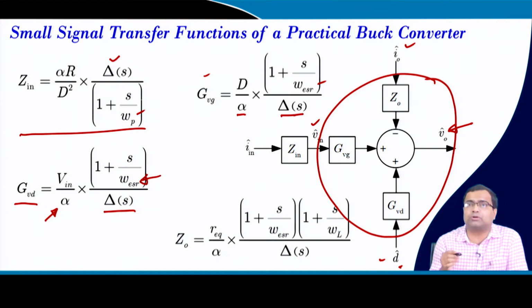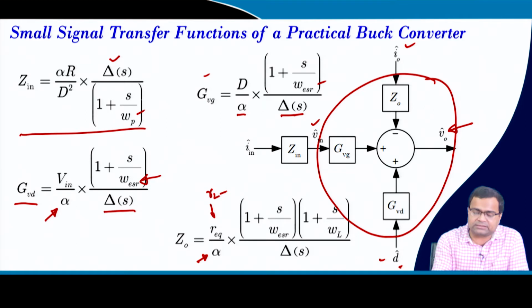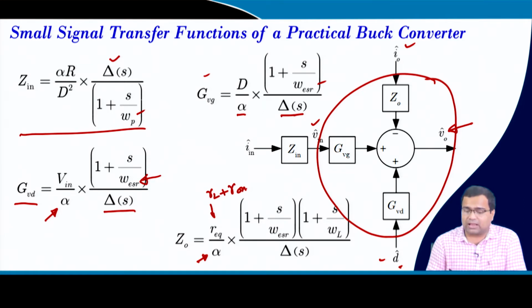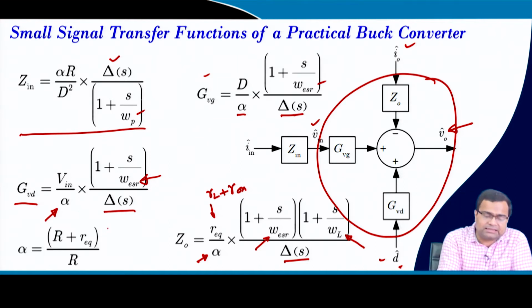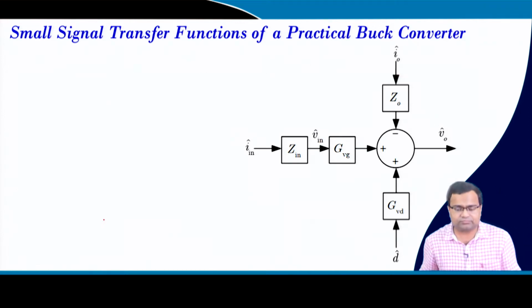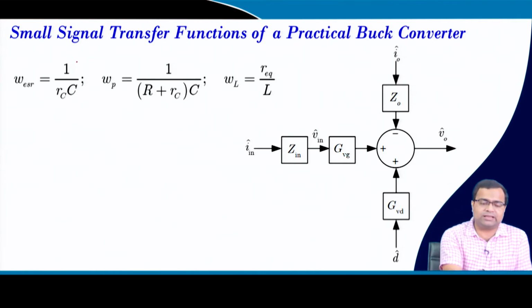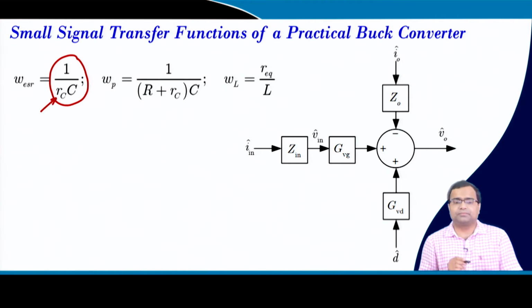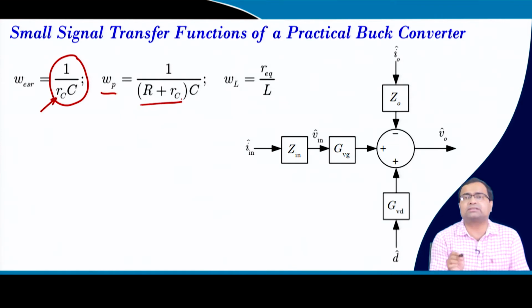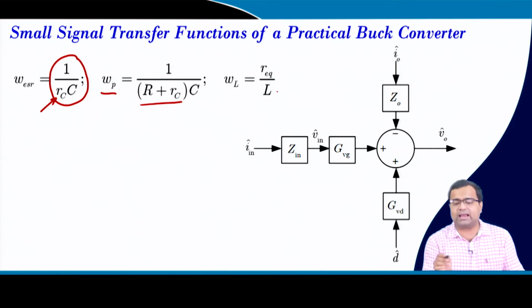We have also derived the output impedance. Here alpha we will talk about; R equivalent is RL plus R on of the switch, and we will also discuss the ESR zero, and this is another zero coming into the picture, and this denominator is a second order pole. And this alpha is nothing but R plus R equivalent by R, where R is the load resistance. Now the ESR zero is very simple, it is 1 by RC into C, where RC is the ESR. Omega p is 1 by R plus RC into C, and then omega L is R equivalent by L.